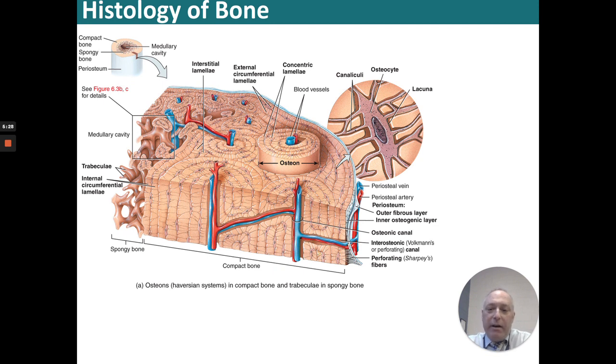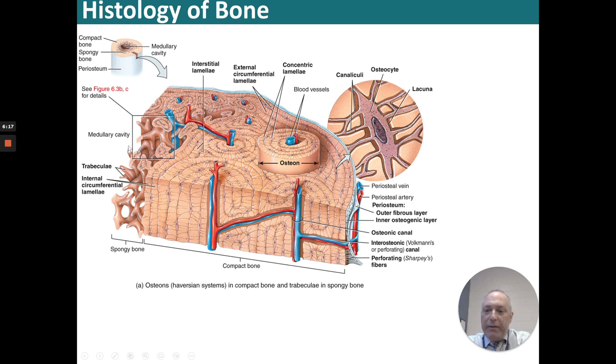Let's take a look at the compact and spongy bone a little closer. So the compact bone is made of osteons, and osteons are consisting of these concentric rings of lamellae, and in between or in the middle of the osteon are blood vessels. There are blood vessels in the periosteum, and they perforate this bone tissue through what's called Volkmann's canal. And so you can see that the osteons get their blood from the blood vessels that perforate the compact bone.